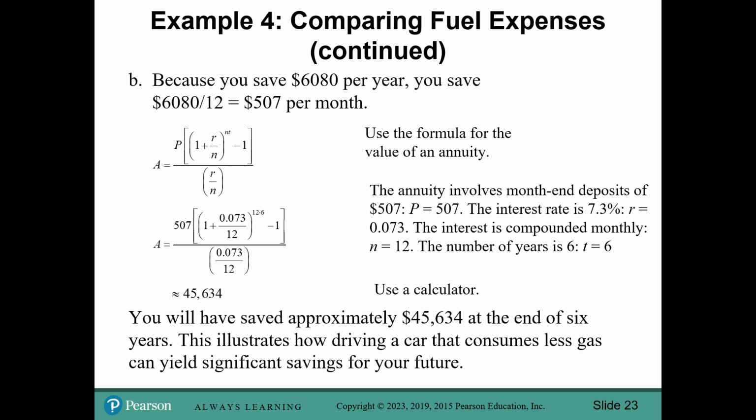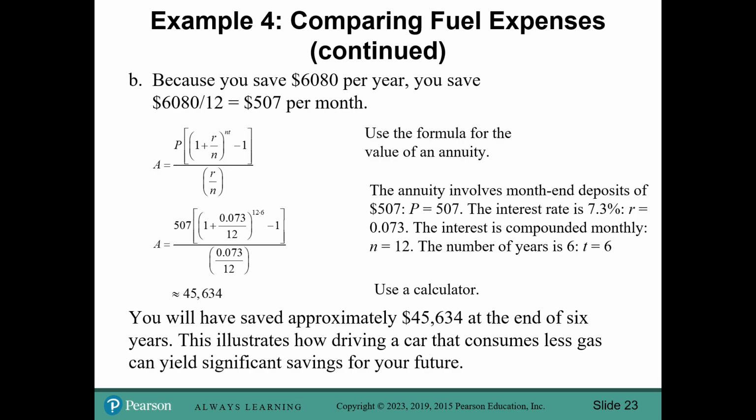So that's where we get the 0.073 divided by 12 because we're doing it monthly, raised to the 12 times 6 because we're doing this annuity over 6 years, minus 1 divided by 0.073 divided by 12. So just plugged it in the formula. We calculate it all out using a calculator. We see that after 6 years, we have saved $45,634 using that savings with the hybrid vehicle and putting it into an annuity with a 7.3% return, okay, or interest rate.